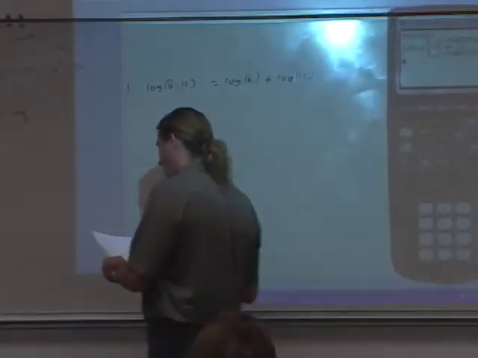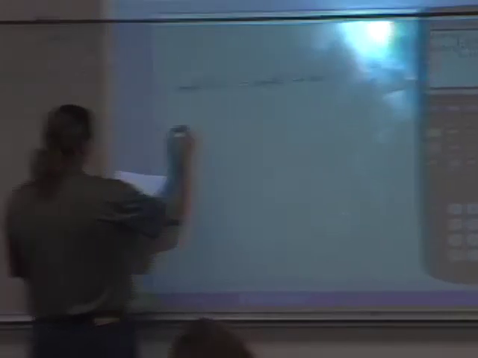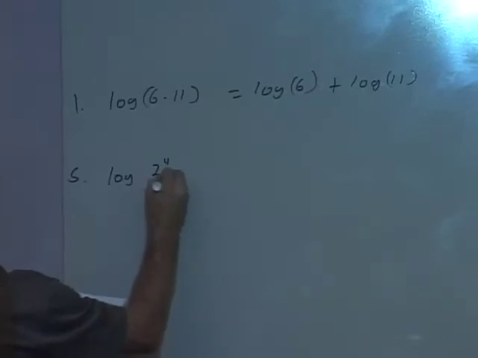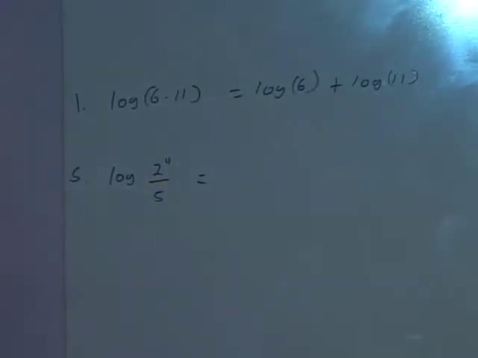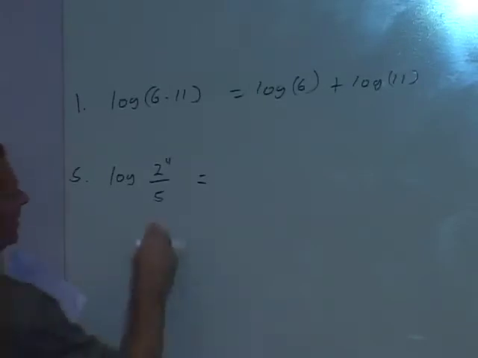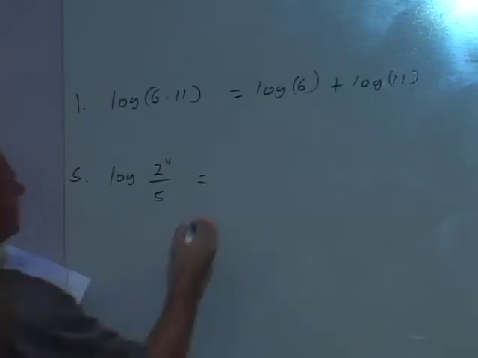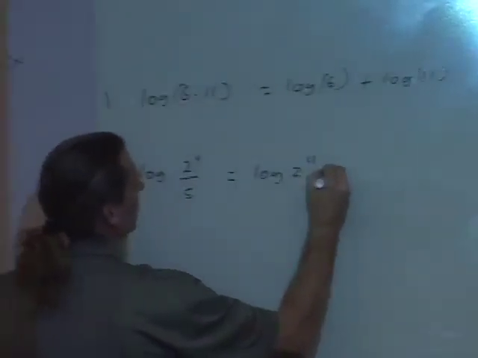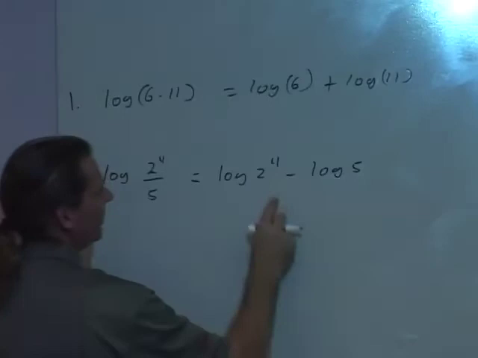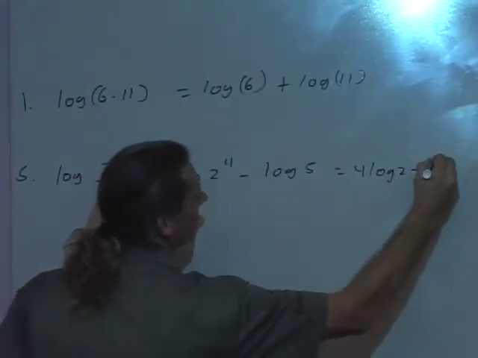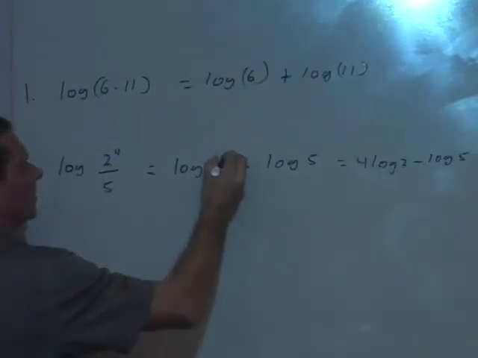Let's do another one. Number 5. Okay, this one I'm going to first recognize as division here, and then when you divide, what do you do outside? Subtract, so this is log 2 to the 4th minus log 5, and then I can furthermore take this one and write this as 4 log 2 minus log 5, because I can move the exponent out front. That's the top property.